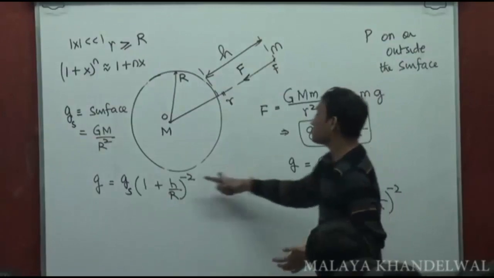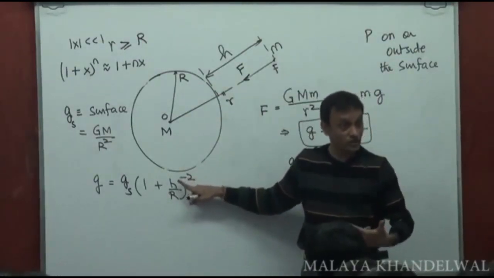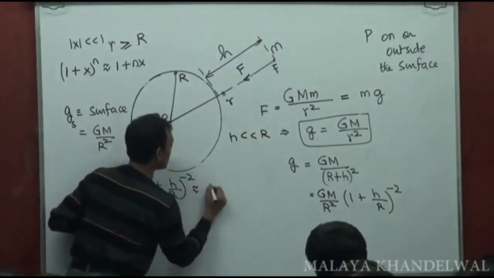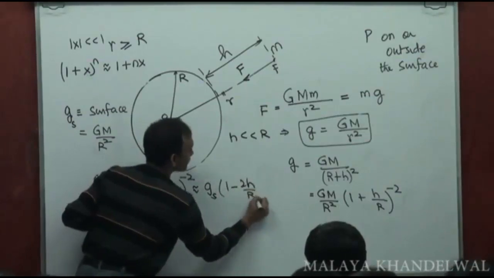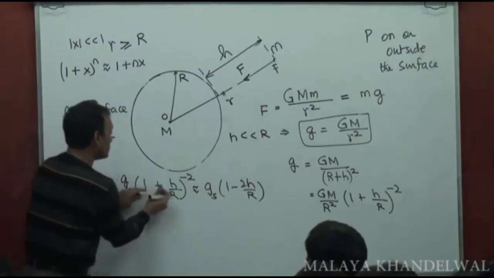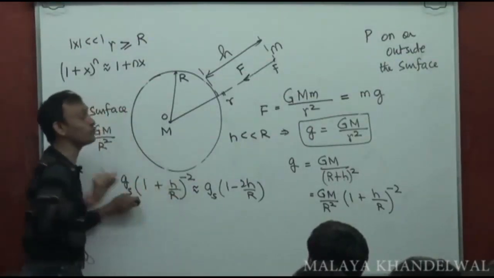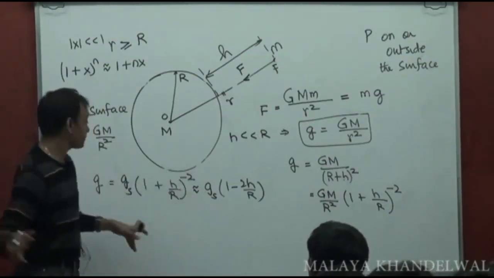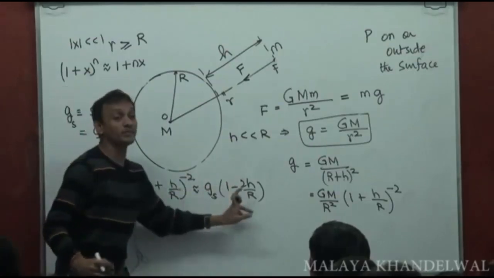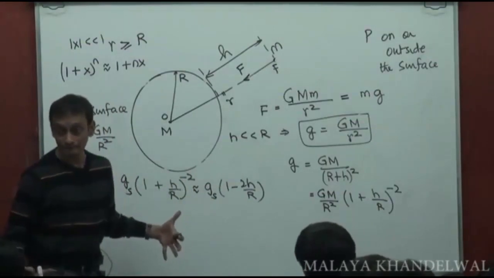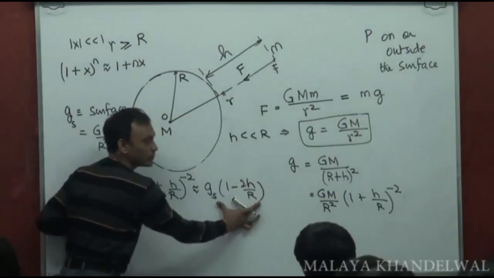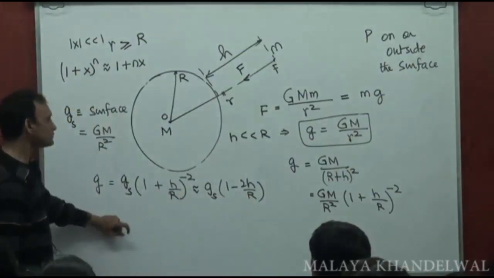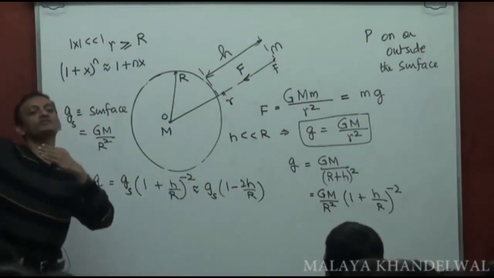So if h, the height to which it's raised, is much smaller compared to the radius of the Earth, then this is approximately g_s into (1 minus 2h by R). If h is much smaller compared to capital R, then h by R would be numerically much less than 1. So then this is (1 plus x) to the power n, which would be approximately equal to 1 plus nx, where n is minus 2. This approximation is good only when h is numerically much smaller compared to the radius of the Earth. That's how g varies from the surface of the Earth.